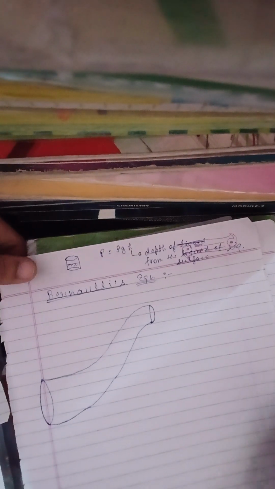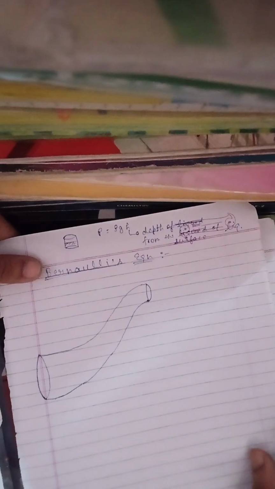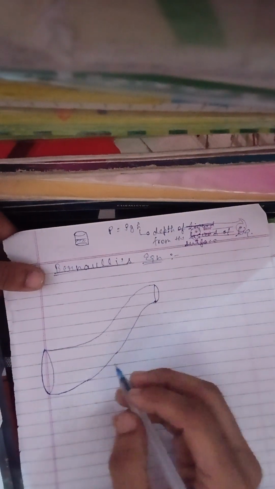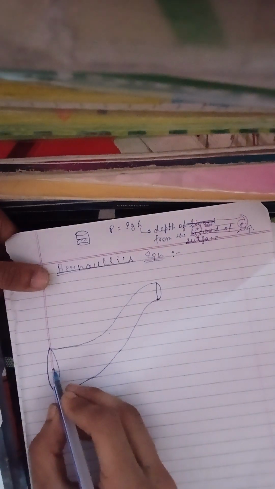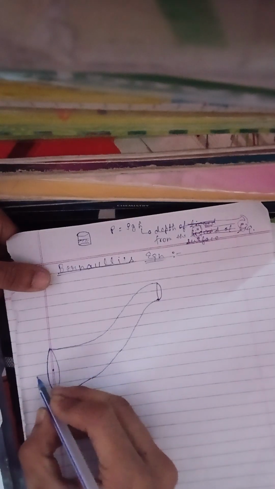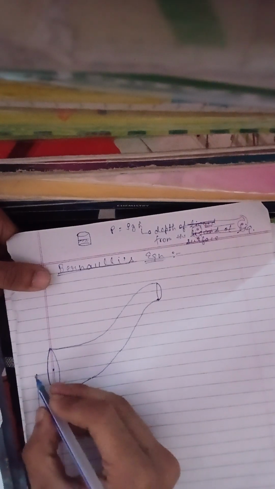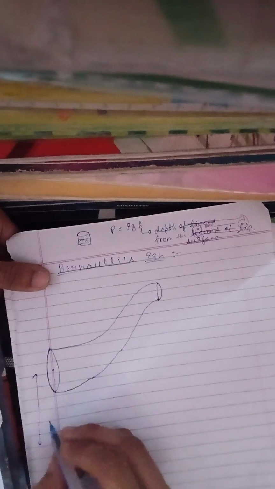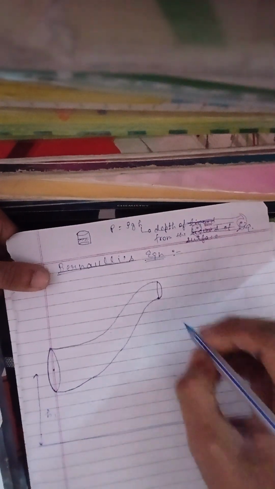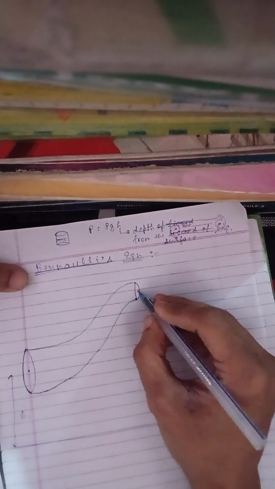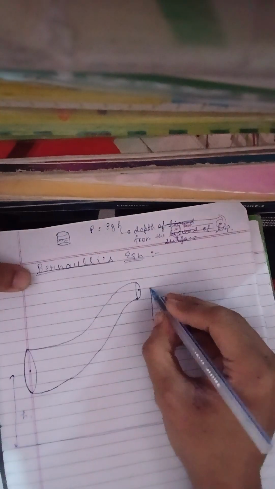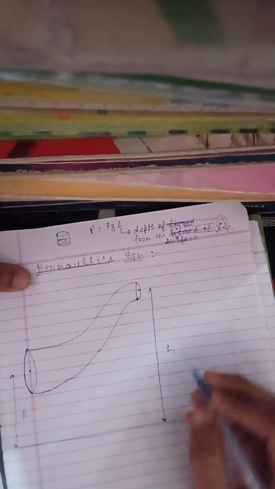Hopefully this R is visible in the camera. I have a very poor camera for now. Assume on an average this portion of the pipe is h1 height above the ground, and this portion here is on an average h2 height from the ground.